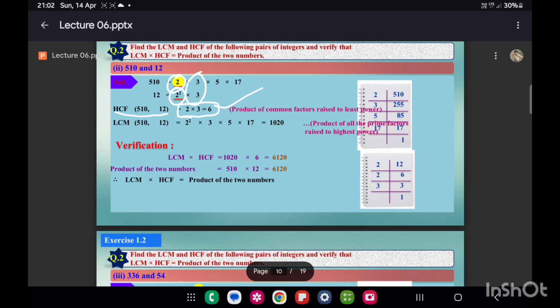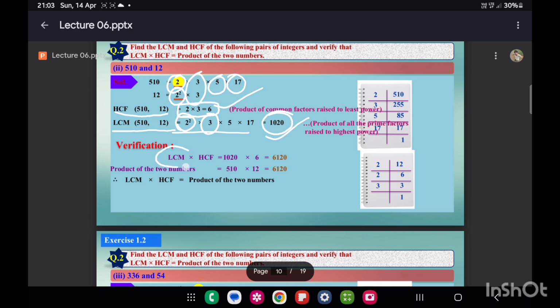And coming to the LCM of 510 and 12, the highest power in both the numbers should be taken, repeated and common also. 2 power 2 is the highest, it is in the 12, and 3 is in both the numbers, and 5 and 17, so we have to write here. So we will get the product as 1020.